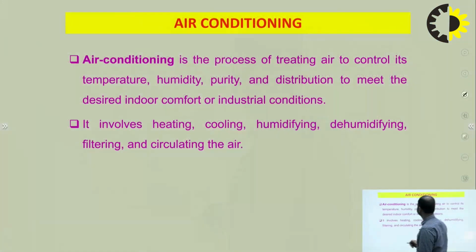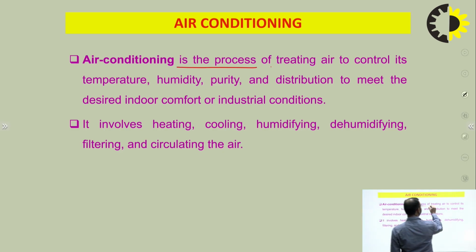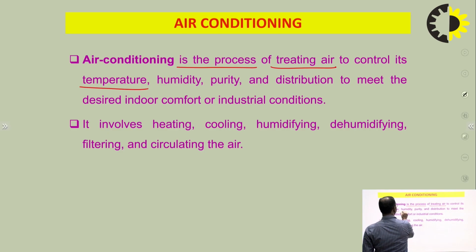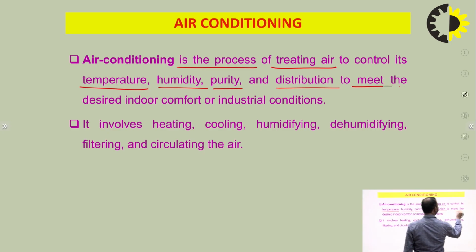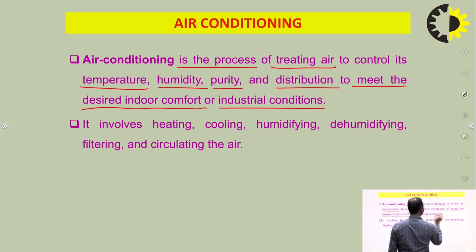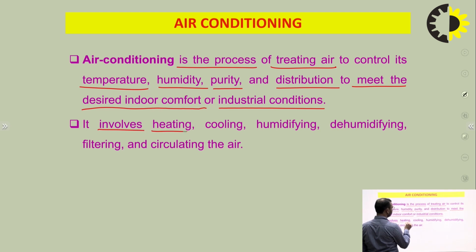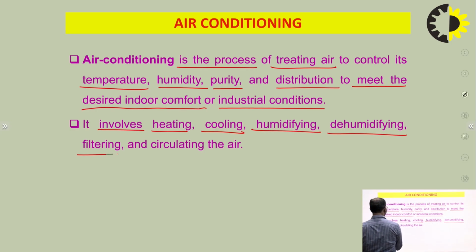So, first of all, I will discuss what is air conditioning. Basically, air conditioning is the process of treating air to control its temperature, humidity, purity and distribution to meet the desired indoor comfort or industrial conditions. Air conditioning involves heating, cooling, humidifying, dehumidifying, filtering and circulating the air.